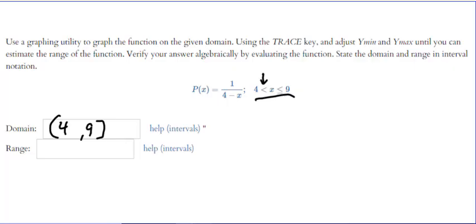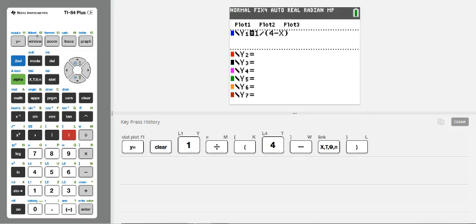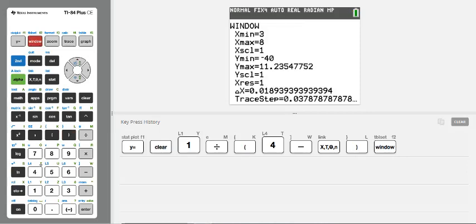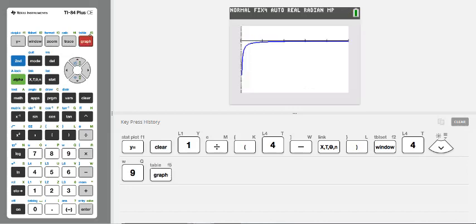All right, so we're looking at from 4 to 9, but not including 9. So let's go to window, 4, 9. That's the only thing I'm changing. And I'm just going to hit graph. All right, so it appears the lowest point is going to be at 4, and the highest point is going to be at 9. So that makes life a lot easier.